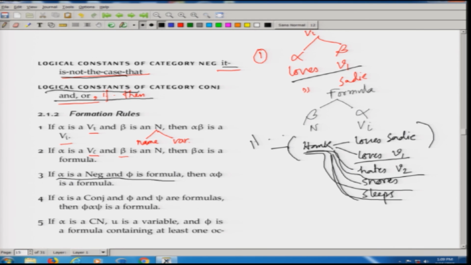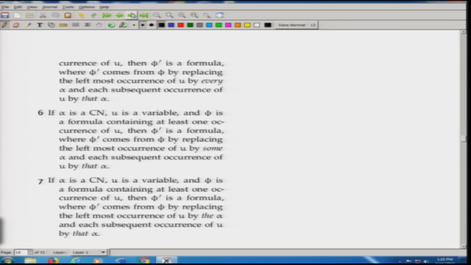Now, very important rules here which we didn't have before. One is this: if alpha is a CN, that is a common noun (there are three common nouns: man, woman and fish), and U is a variable, then phi is a formula containing at least one occurrence of U. Then phi prime is the formula where phi prime comes from phi by replacing the leftmost occurrence of U by every alpha, and alpha, remember, is a common noun, and each subsequent occurrence of U by that alpha. What does that mean?